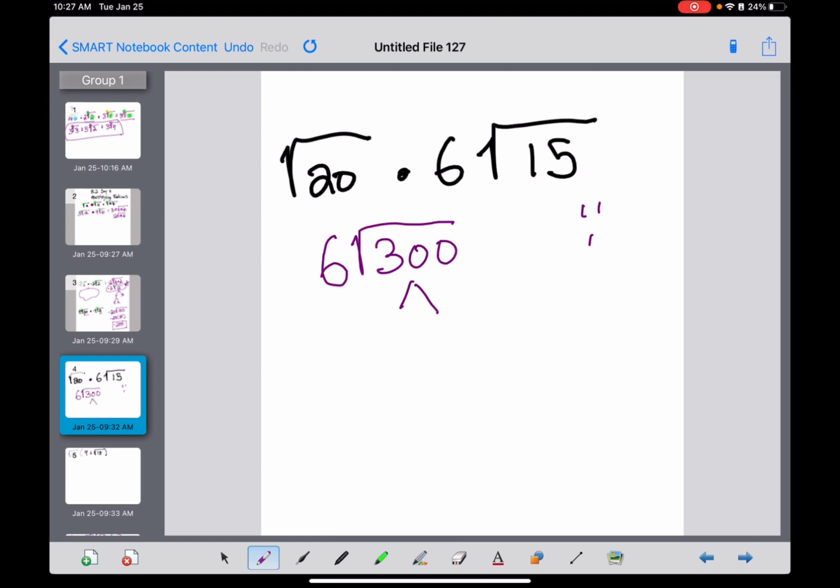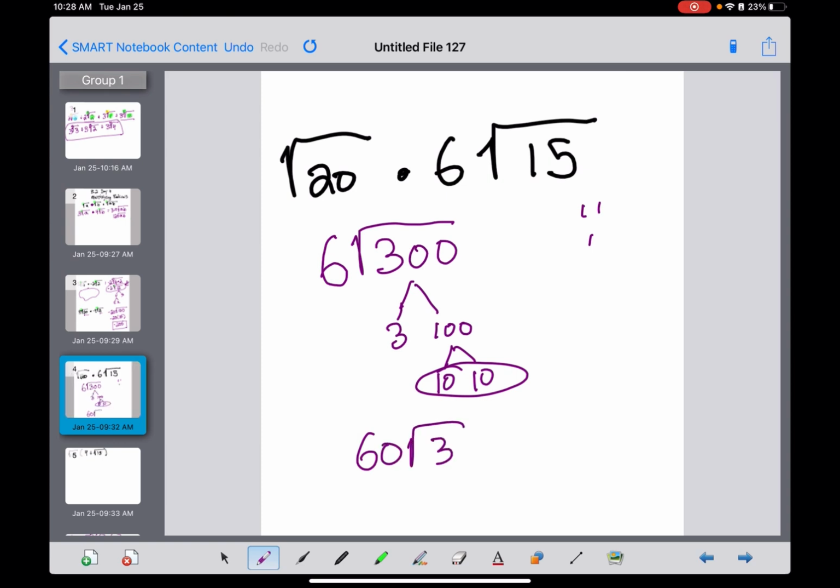So easiest way is 3 times 100. 100 is 10 times 10. That gives me a pair of things already. Since it gives me a pair of things already, I don't need to go any further. I can go ahead and circle those and then take 6 times 10 to get 60. And then we have the square root of 3 left.